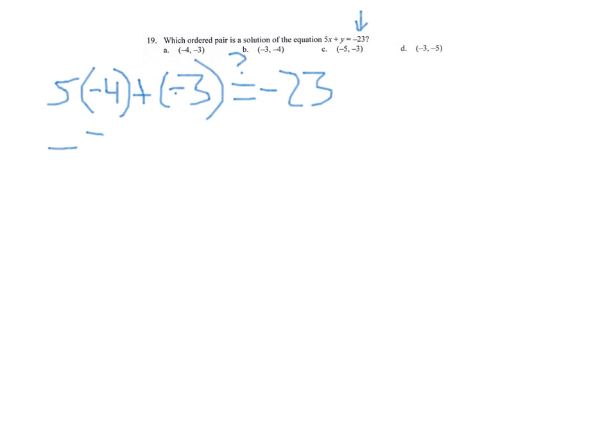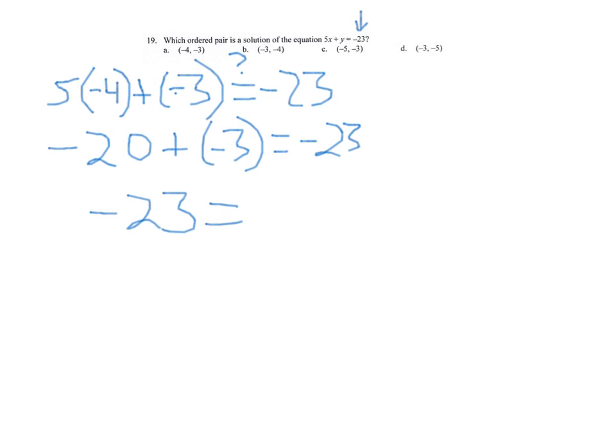So we get negative 20 plus negative 3, and two negatives gives us negative 23, and that is equal to negative 23. So our answer is A.